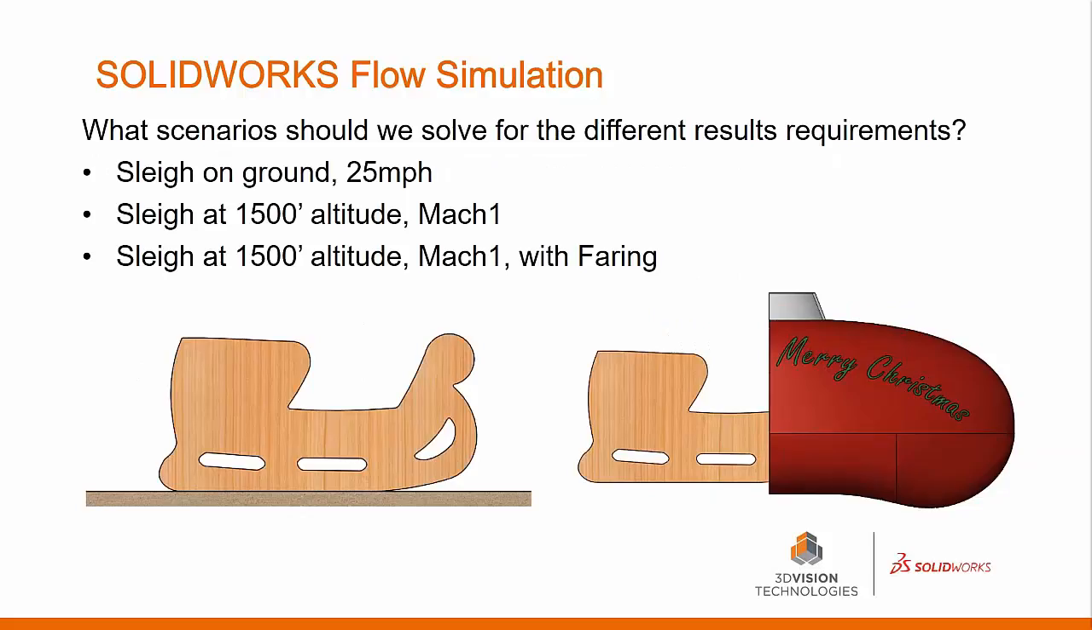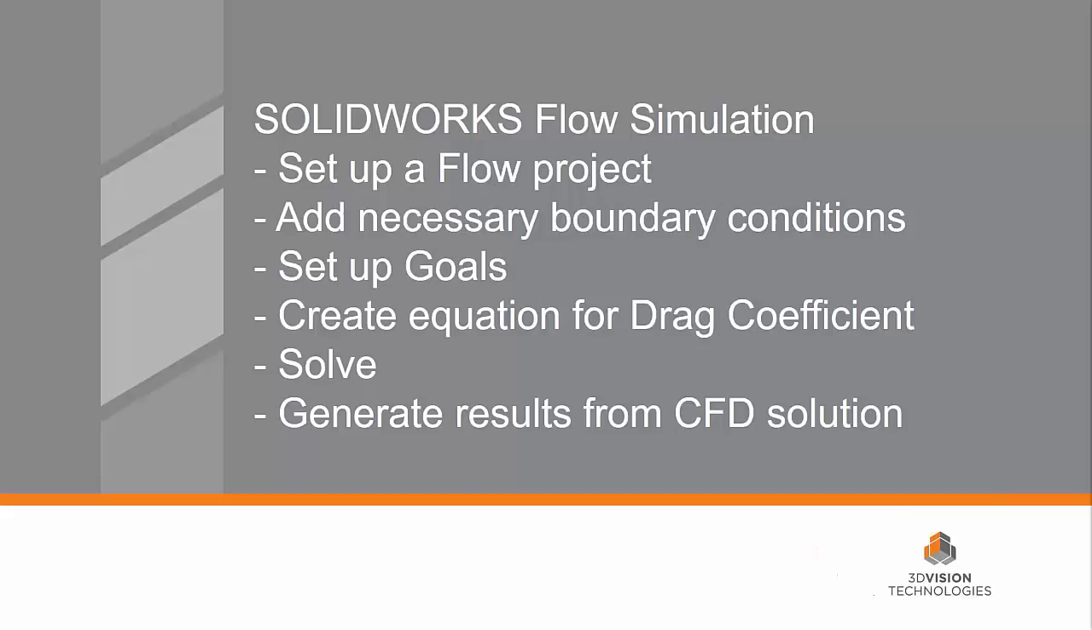For today's webinar, there are actually 3 different scenarios that I'm going to solve. The first is Santa's sleigh on the ground, and I'll set that up with the sleigh moving at 25 miles per hour. Then I'll clone that flow project, and we'll get our sleigh flying at 1,500 feet altitude at a speed of Mach 1. Once that one is complete, we'll do another one with the sleigh still at 1,500 feet of altitude, also flying at Mach 1, and we're going to add the fairing from Ryan's webinar just a couple of weeks ago to see if it either helps or hinders our aerodynamic performance.